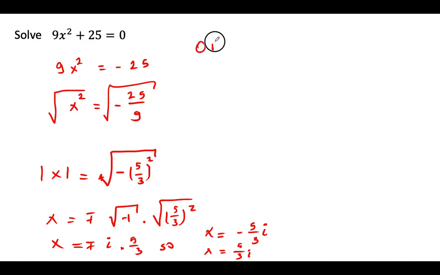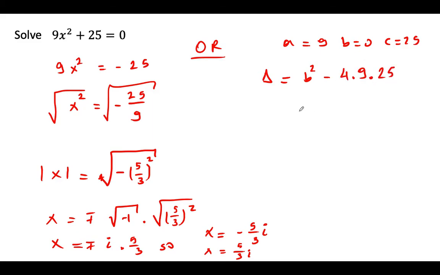Or we can solve the question using the discriminant. A is 9, B is 0, C is 25. So the discriminant, delta, is B squared minus 4 times A times C. B is 0, so it is 0 minus 4 times 9, which is 36, times 25. It is clear that it is less than 0.